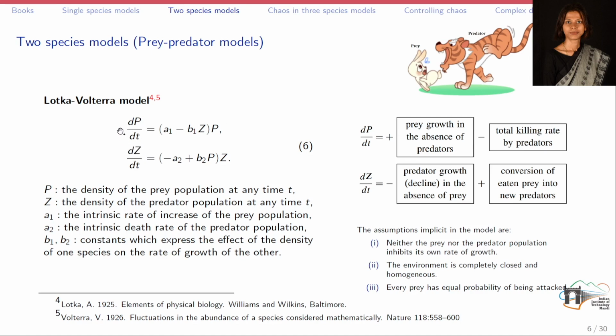So the growth of the prey population at any time t is modeled by these two terms here: the prey growth in the absence of predator, that is a1p, then minus the total killing rate by predator, that is b1zp. So this is the number of prey population destroyed by the predator population z.